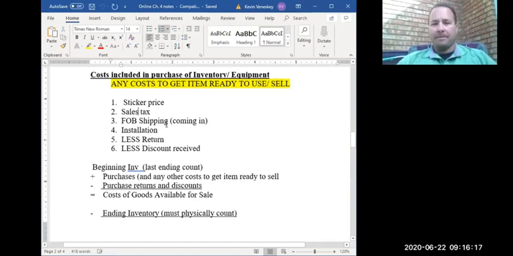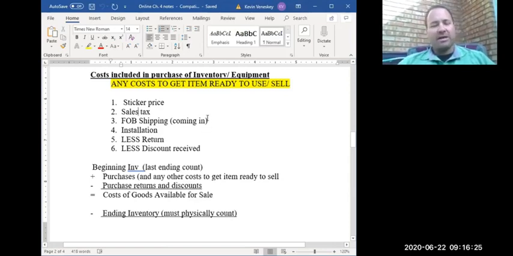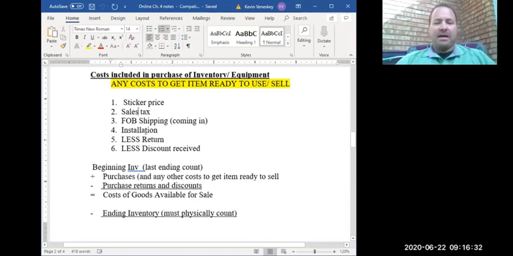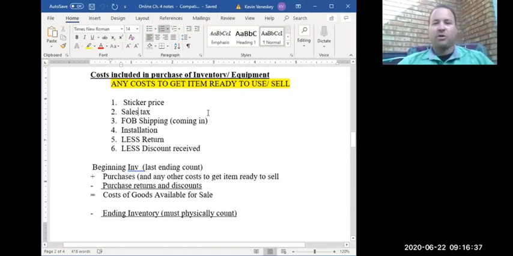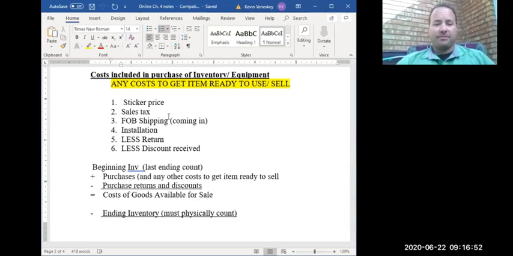But then if you had to pay sales tax, that gets included into the bare bones price. If you had to pay shipping, so shipping coming in, that gets included. But notice it's only shipping coming in. If you turn around and sell the equipment, then that doesn't get part of the shipping, the inventory price. That's different. Getting it ready. If you have to install your piece of equipment that you're buying, that gets included. There's not a separate expense for the installation. And then if you happen to return something or you get a discount on something, that takes away from the price of the asset that you just bought.